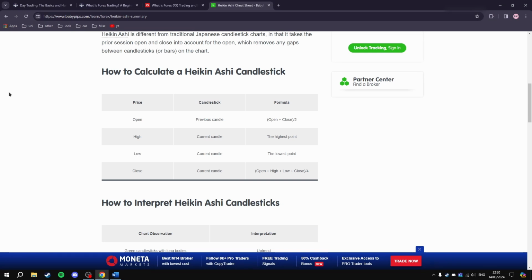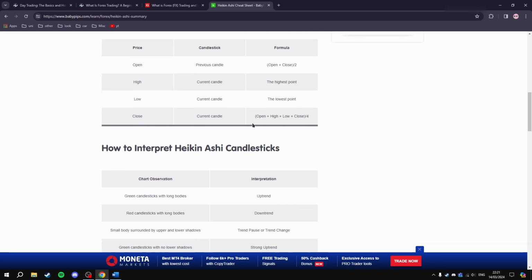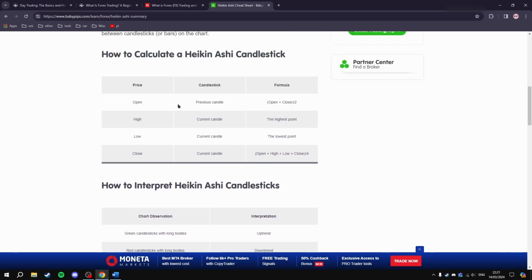How to calculate a Heikin Ashi candlestick? I'm not going to write this down because I've done it before. So the open is the previous candle's open plus close divided by 2. The high is the current candle's highest point, the low is the lowest point, and the closing price is open plus high plus low plus close divided by 4.